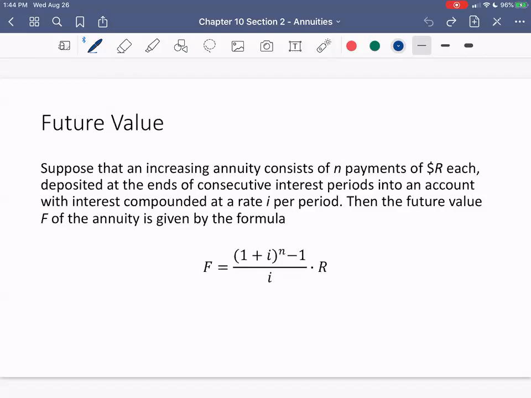Now there's one thing I want to just refresh with you and define I. I is your rate over your N, right? So your N was your number of times it was compounded per year. If it's annually, it's 1. If it's semi-annually, it's 2. Quarterly is 4. Monthly is 12. Weekly is 52. Daily is 365. Those are the common ones.